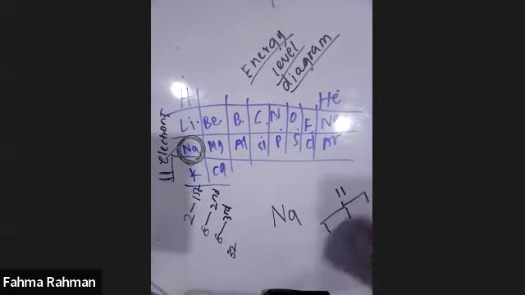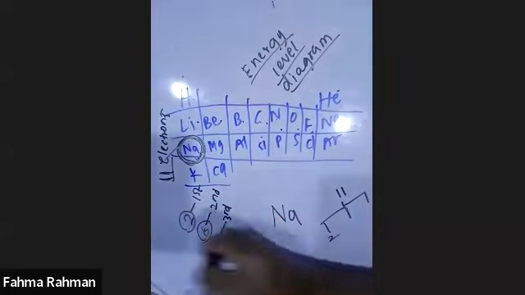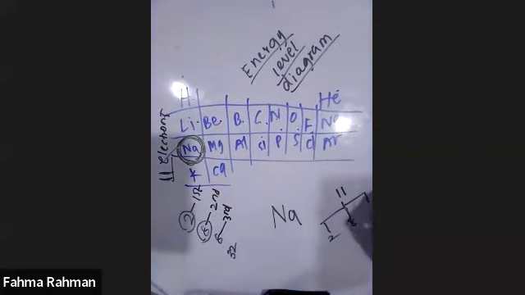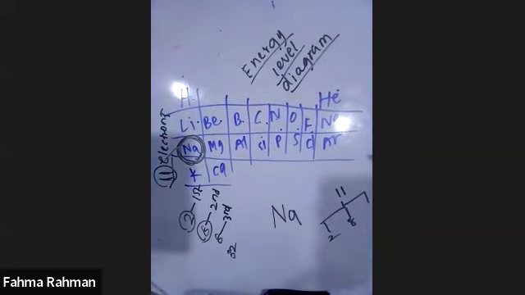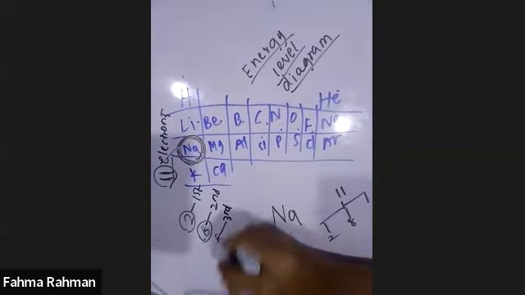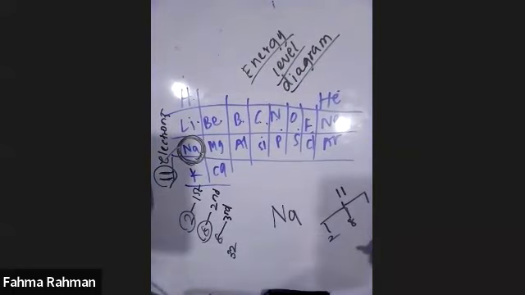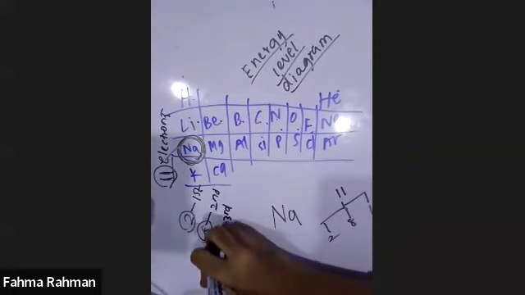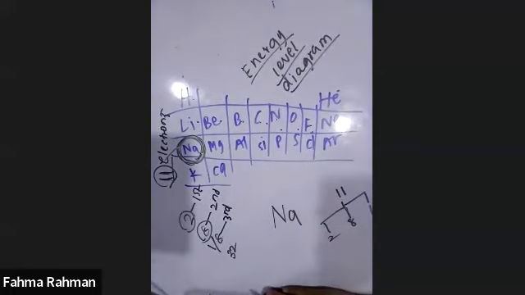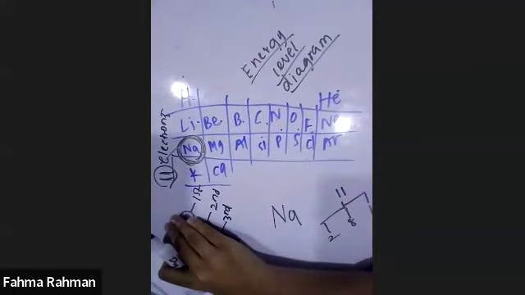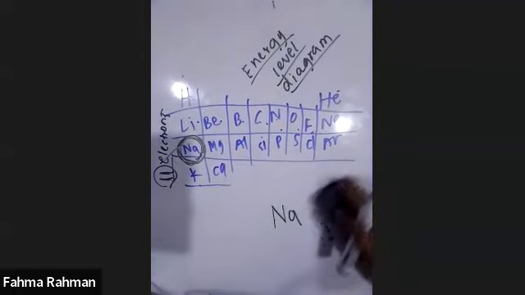We have to draw 3 energy levels around sodium. For the first energy level, we have 2 electrons. For the second energy level, we have 8 electrons. For the third energy level, we can't put 8, because it's 11 in total and 8 would exceed 11 electrons. So out of this 8, we have to just put 1 for sodium.